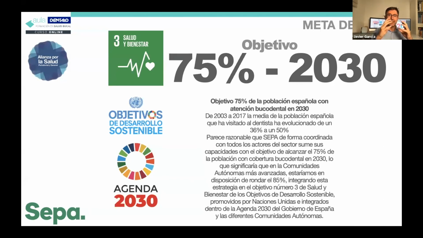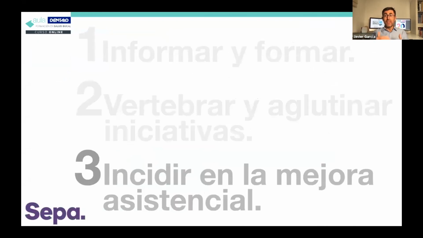And the big role of a non-profit organization who works for the general benefit like SEPA is to work as the binding element, the catalyst of the different actors. Of course, the companies who have the financial potential, the universities who have the knowledge, other societies, and also the clinical world, the dental offices, who also have to evolve and to improve the quality of assistance and care. So this is one of the big goals for this challenge of promotion of health.